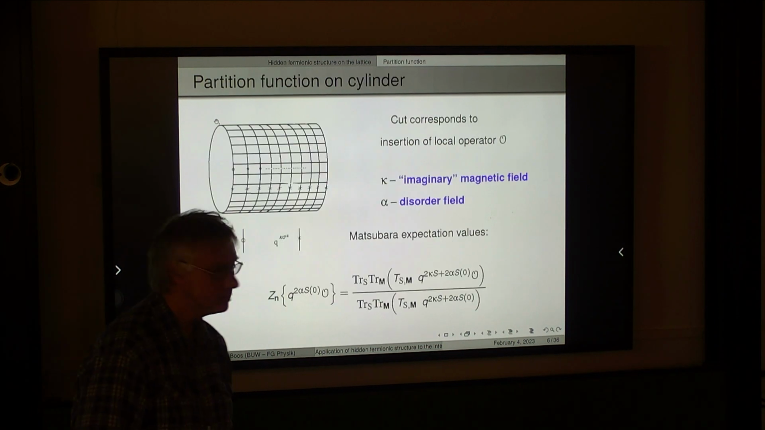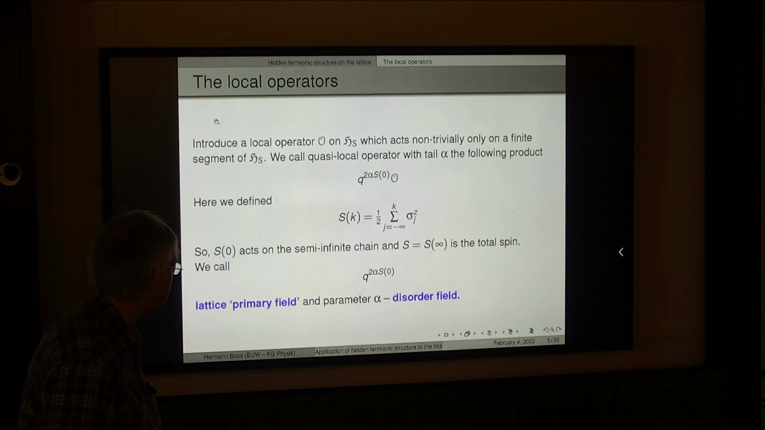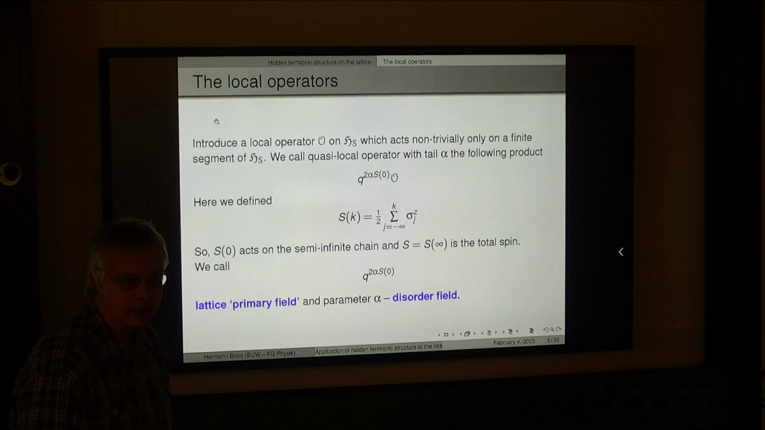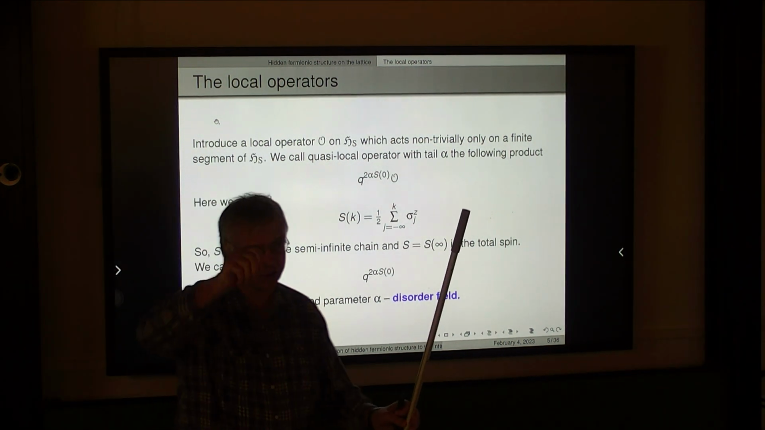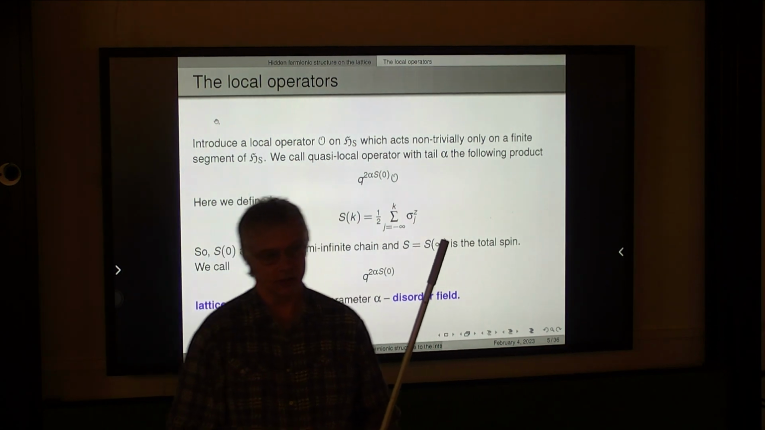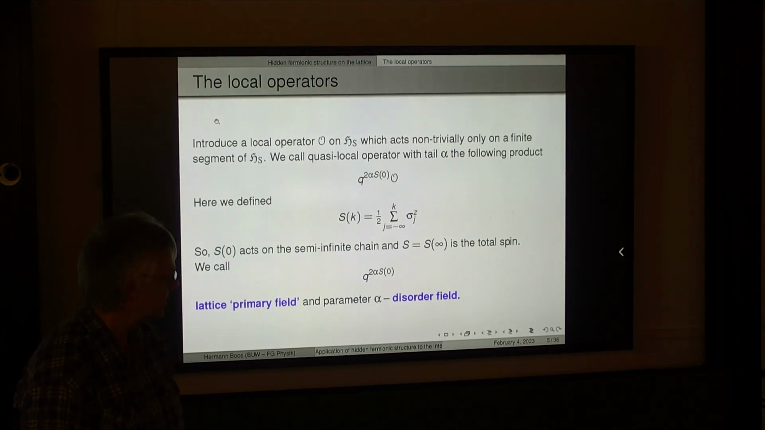So the operator is inserted at the origin. The operator is inserted at the origin, no? At all. You take some place, yes. Maybe it's and call it origin. Yes. Yeah.